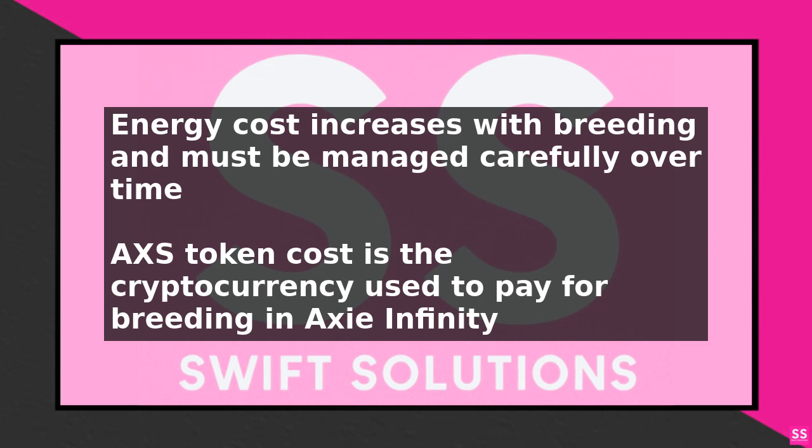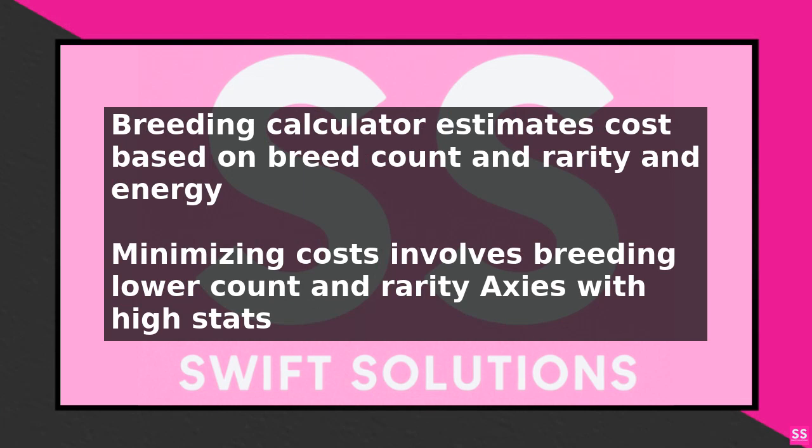To minimize breeding costs, it is recommended to breed Axies with lower breed counts and rarities. It is also essential to manage your energy levels carefully and breed Axies when your energy is replenished. Additionally, consider using Axies with high stats and genes to increase the chances of producing high-quality offspring.